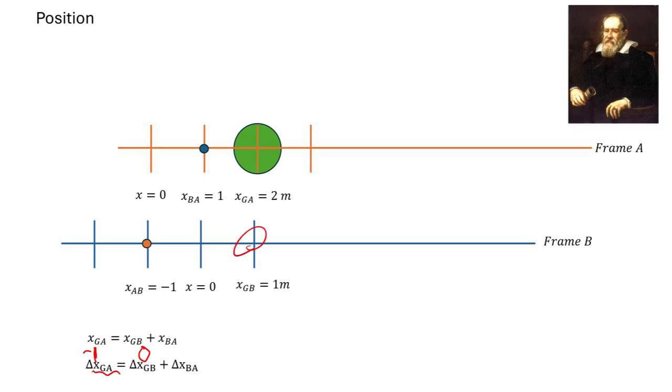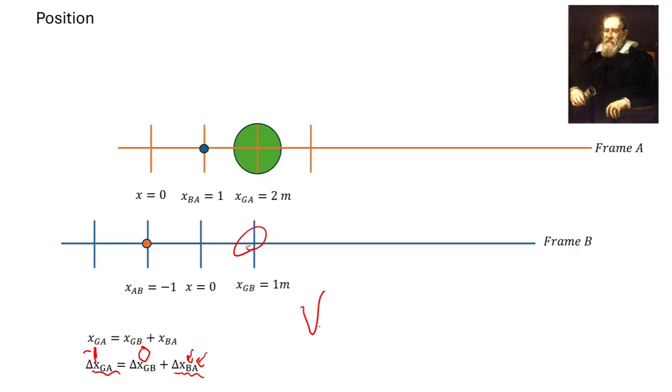The green ball is still where it was before. And we have the change of frame B relative to frame A. So frame A moved forward 1. And so according to frame A, this is the position of frame B according to frame A. That must mean that frame B moved backward 1.